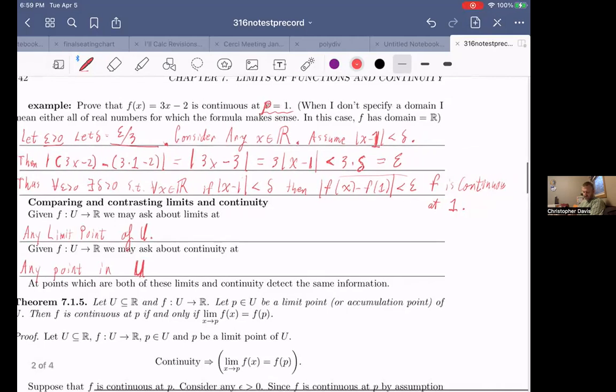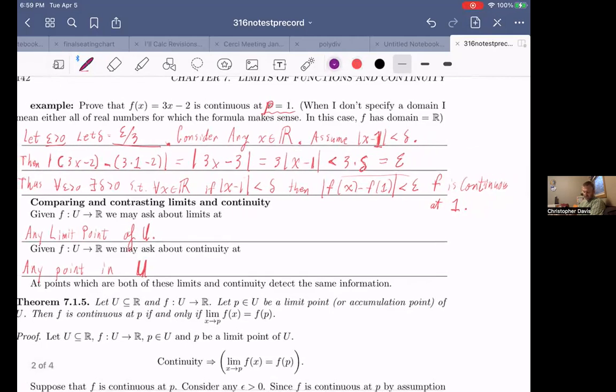And all right, those don't need to be the same, right? If your U is, for example, 0, 1, then 0 is a limit point, but it's not in U. Let's suppose it was that together with the singleton 2. Then 2 would be in U, but not a limit point.